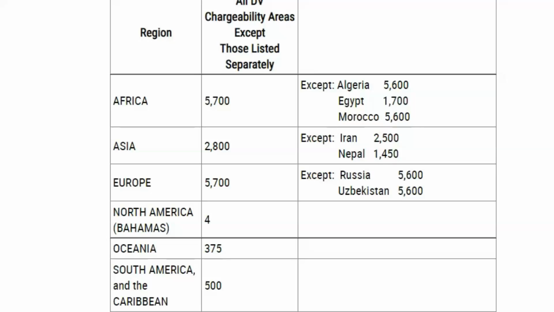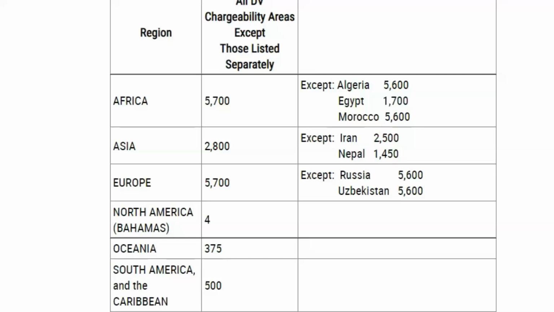Asia is next with a cutoff number of 2,800. But there are 2 exceptions in the region. Iran is at 2,500 and Nepal is at 1,250, which means that these two countries will be governed by their respective cutoff numbers, whereas the rest of Asia will be governed by the 2,800 regional cutoff number.